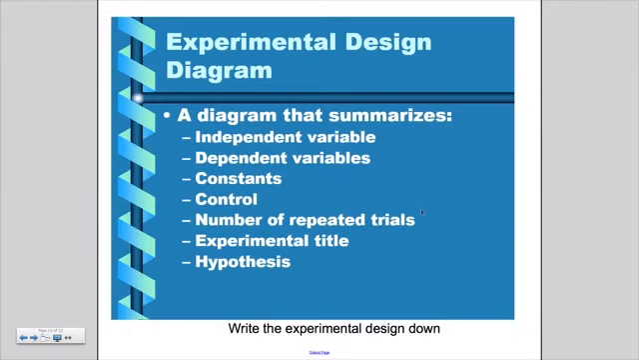Okay, now you went through and wrote the steps of your own experimental design. Now let's consolidate that and write it as a summary. So an experimental design diagram could be summarized like this. You would have an independent variable, dependent variables, constants, control, number of repeated trials, an experimental title, and a hypothesis. Pause the video until everyone has written these elements of what would be contained in the design.